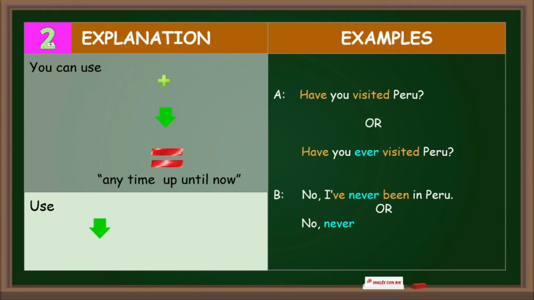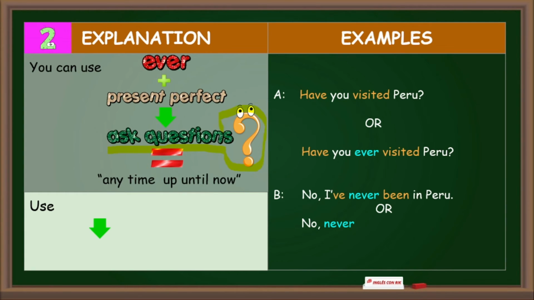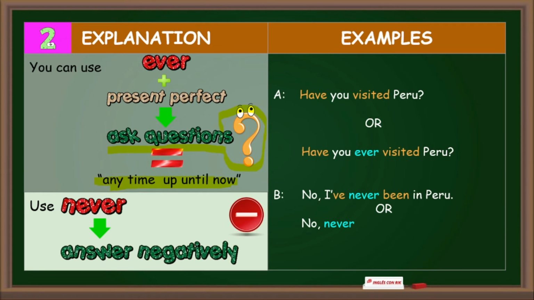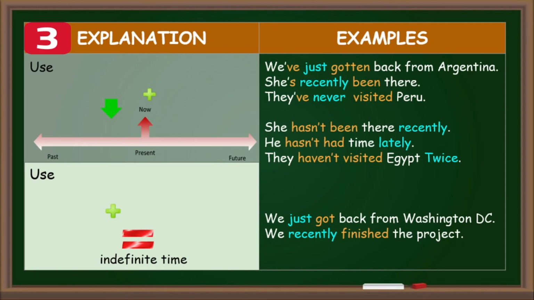Number 2. You can use ever with the present perfect to ask questions. It means at any time up until now. Use never to answer negatively. For example, have you visited Peru? Or have you ever visited Peru? No, I've never been in Peru. Or no, never.